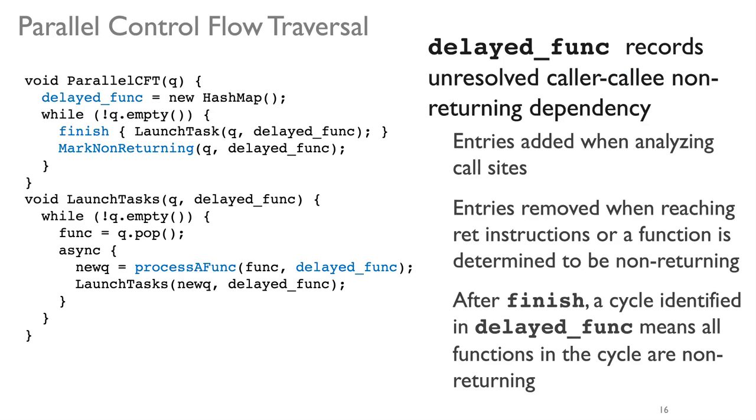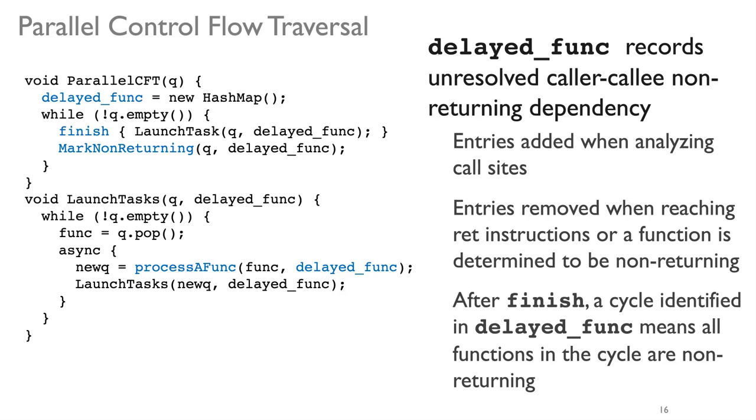Then let's look at the delayed func data structure, which is used to handle non-returning functions. Delayed func records unresolved caller-to-callee non-returning dependencies. Processing a function will add entries to it when analyzing call sites, and remove entries from it when reaching return instructions or when a function has been determined to be non-returning.